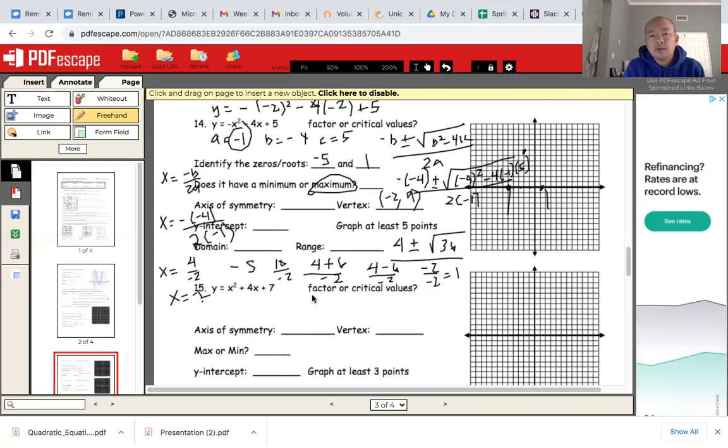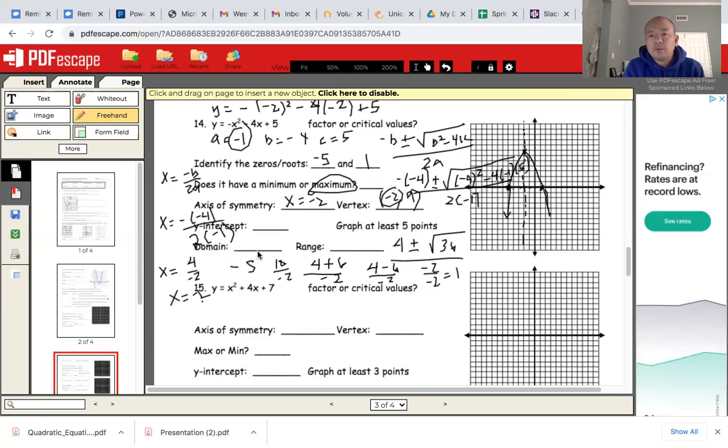The axis of symmetry is, remember the linear equation, that line that goes directly down the middle here. So here is the parabola, and this line is the axis of symmetry. The axis of symmetry is where x is equal to negative 2. So just get the x value of the vertex, and that's the axis of symmetry.